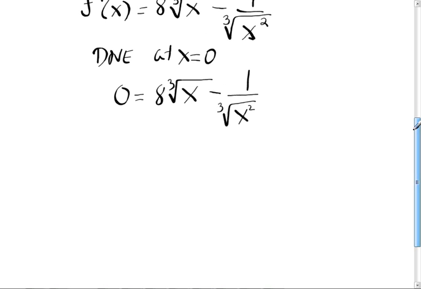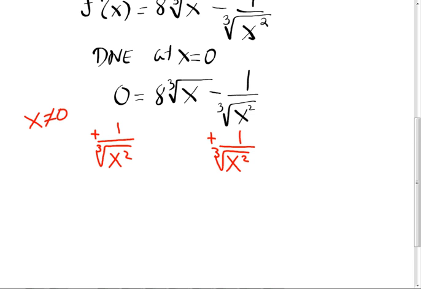Oh, well, here's what I'm going to do, because it works all the time. I'm going to take one of those terms and put it on the other side, and I'm going to cross multiply, because I have a proportion. So I'm going to add a positive 1 over the cube root of x squared to both sides. We already know x can't be 0, so we're okay with that. Okay, so what am I going to get? 1 over the cube root of x squared equals 8 times the cube root of x. And that's really over 1.